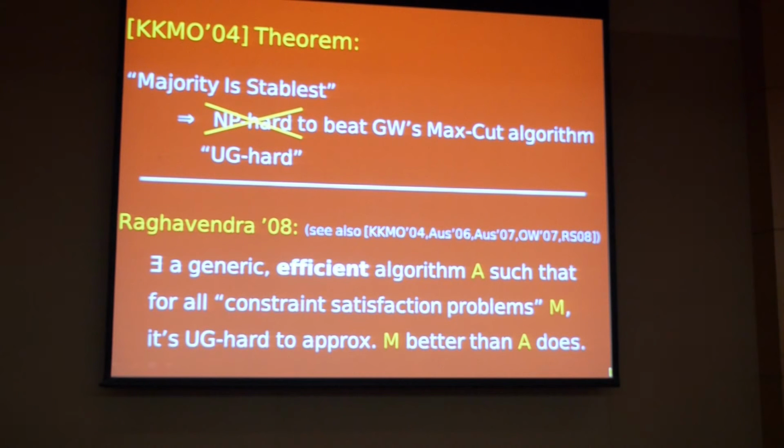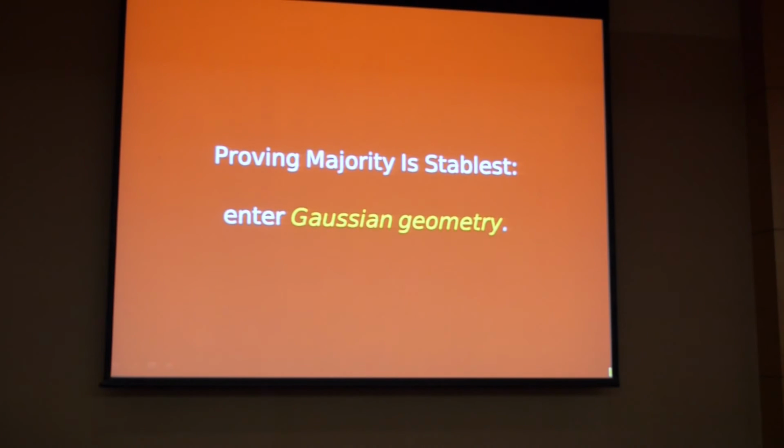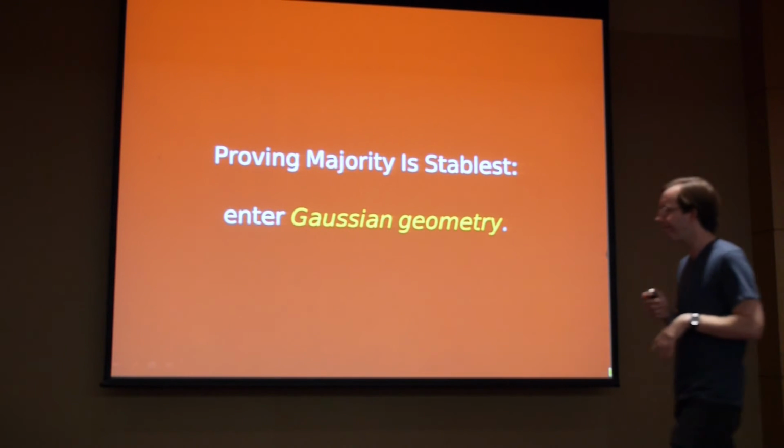Okay. So that's a taste of what the relevance of this voting problem, or voting theorem, majority is stablest, has for computational complexity. And now I'd like to spend the last 15 minutes of the talk talking about how to prove the majority is stablest theorem. And this is where the last topic in the title enters the talk, Gaussian geometry.